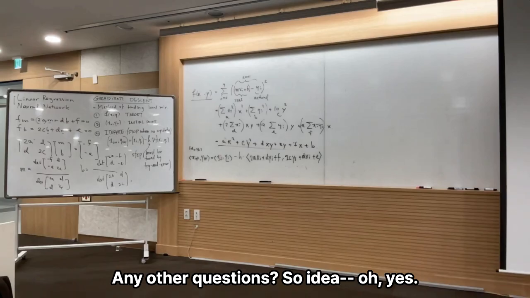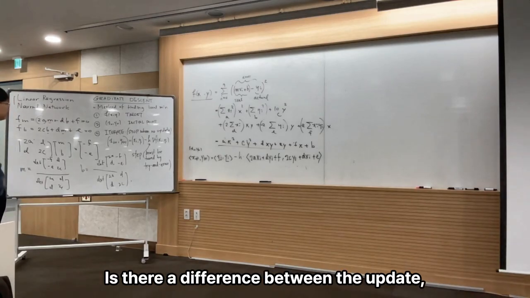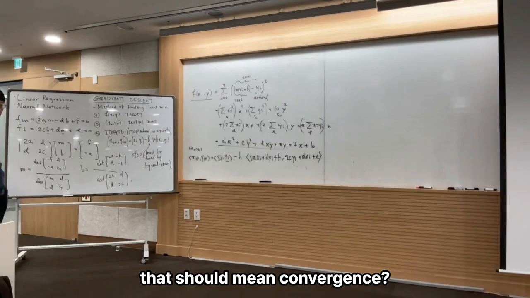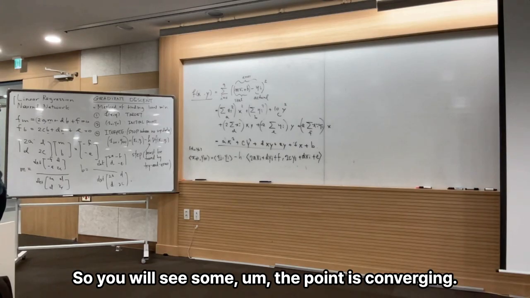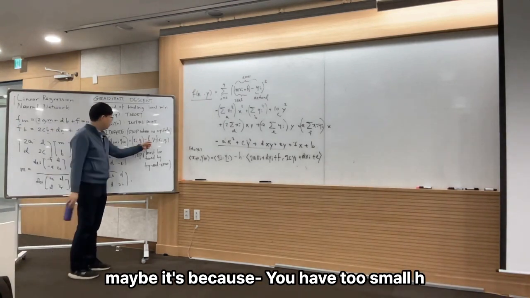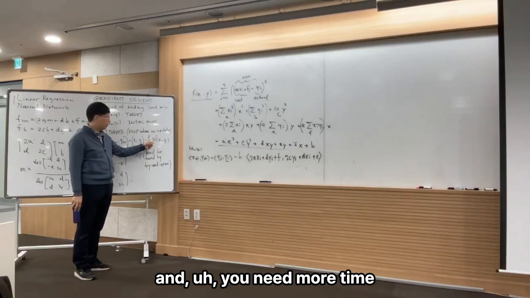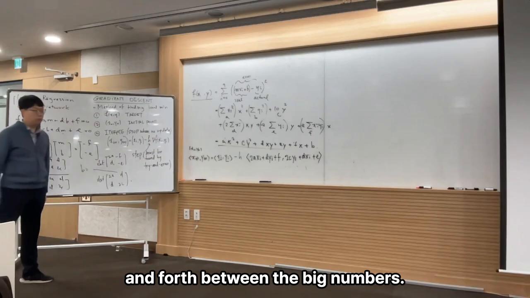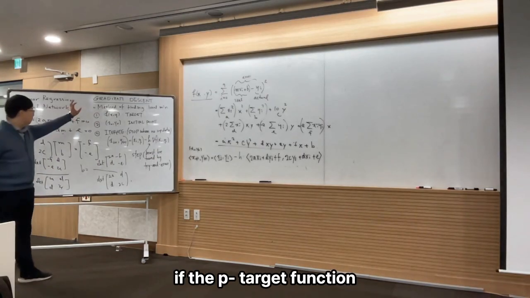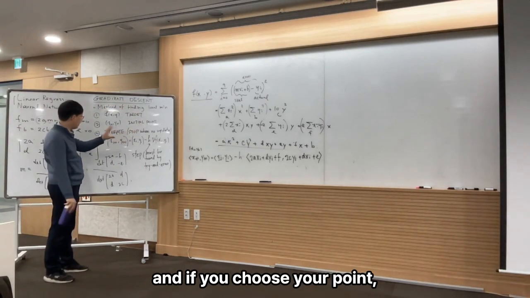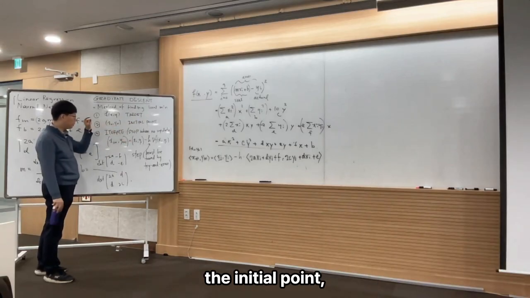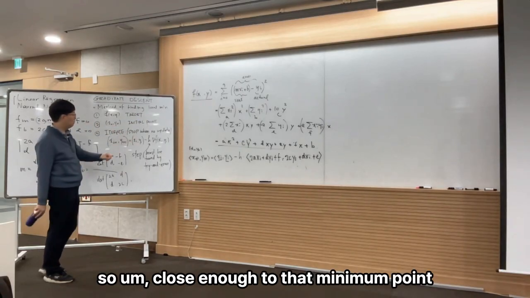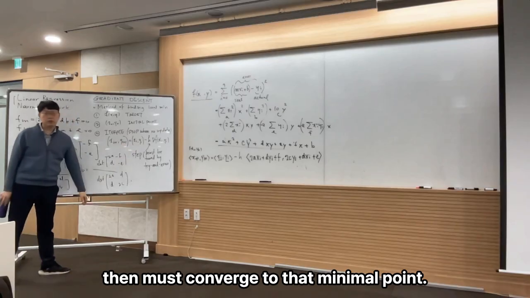Yes, it means convergence. You will see the point is converging. If it's not converging, maybe it's because you have too small an h and you need more time, or you have too big an h, so that it's bouncing back and forth between big numbers. But if the target function has a local minimum, and if you choose your initial point close enough to that minimum point, then it must converge to that minimum point.